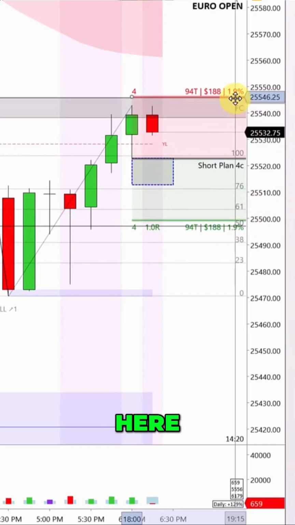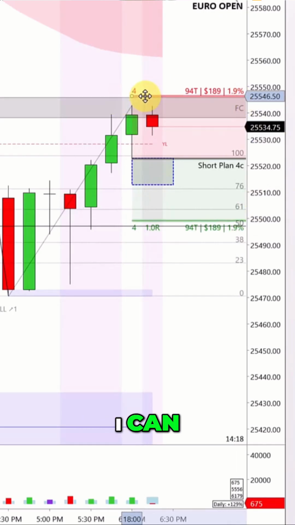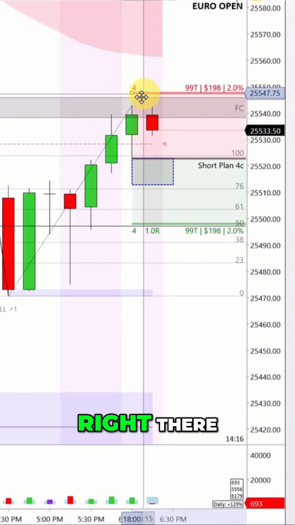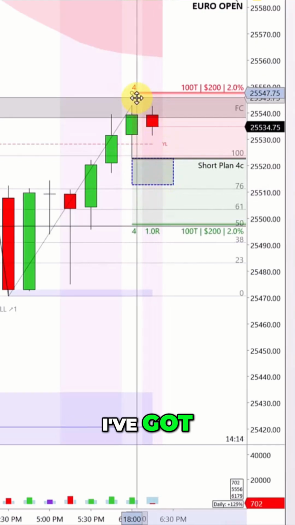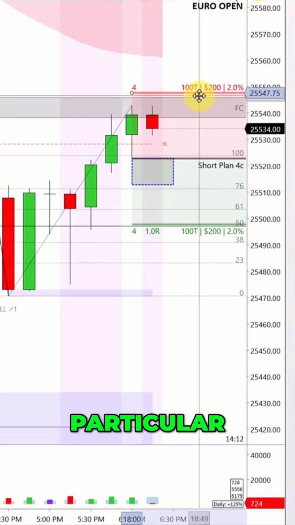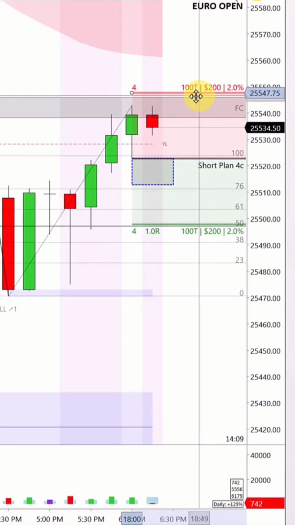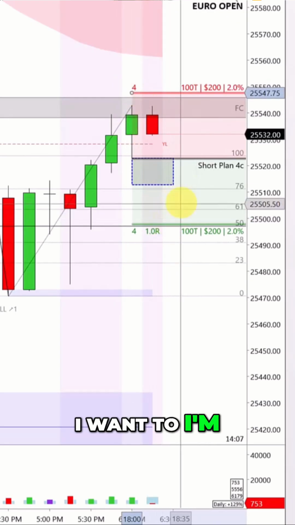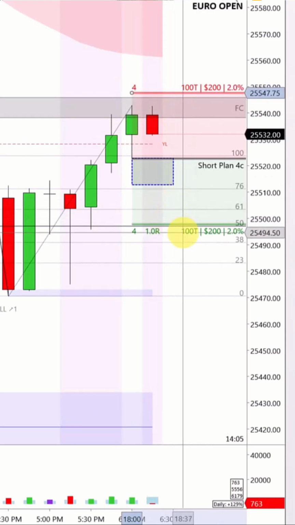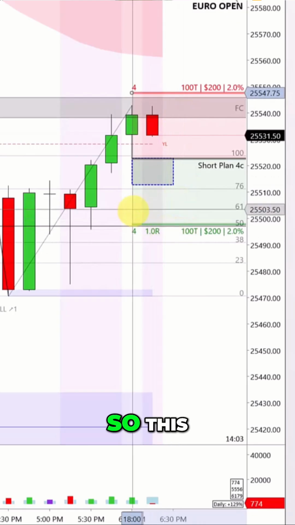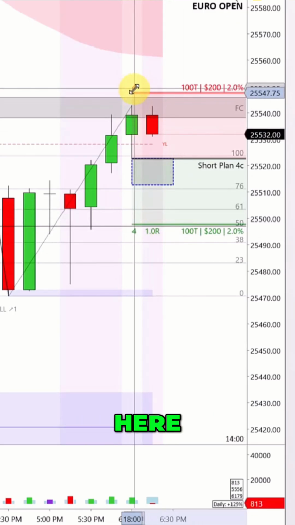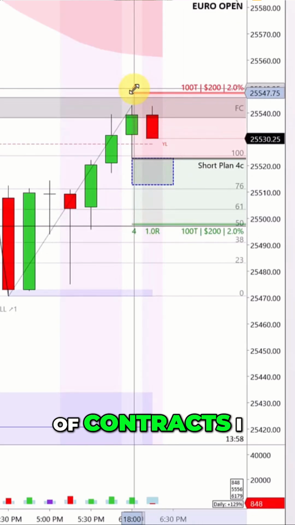You can see here, I can move it up to 2% right there. So that means I've got $200 I want to make on this particular trade. And I'm risking $200 to make $200. Right. So the number up here tells me the number of contracts I can trade.